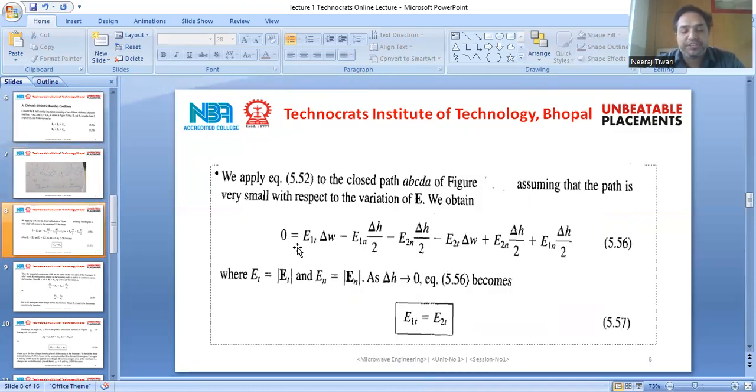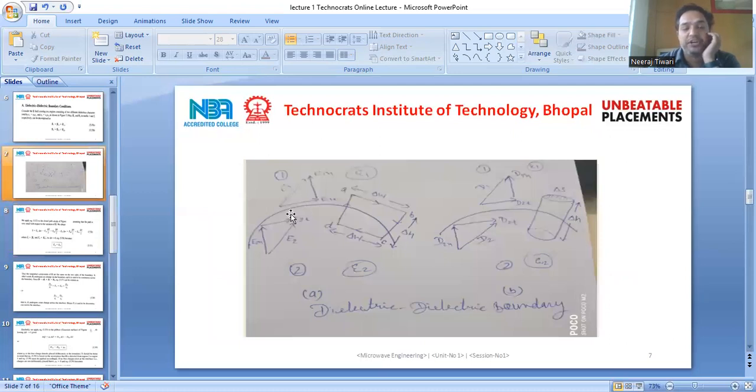Here you can say E dot dl is equal to 0. So 0 is put here. Now the E dot dl: here it is written E1T, which is the tangential component of E1, as you can see in this diagram, multiplied by the length, as you can see here.